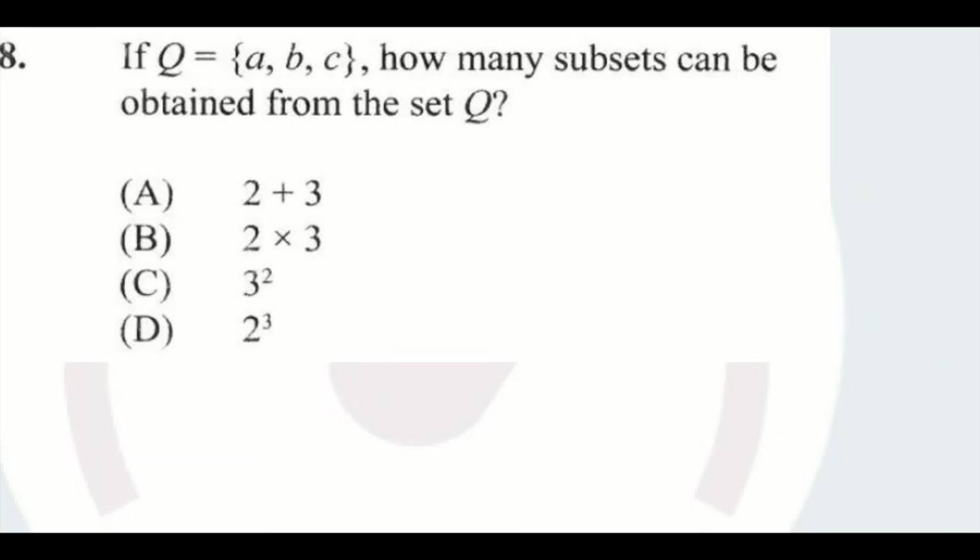If Q is equal to the set of A, B, C, how many subsets can be obtained from the set Q? Now, normally in regular classes, for the fun of it, we just ask students to actually find all the subsets, but there's a formula for that. I'm going to use the formula 2 to the n, where n is the number of elements within the set.